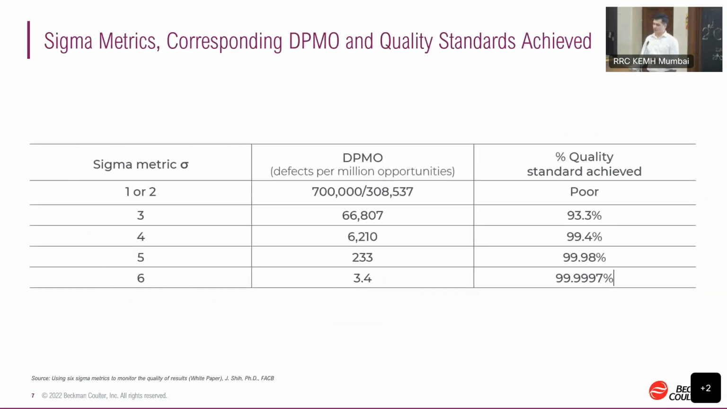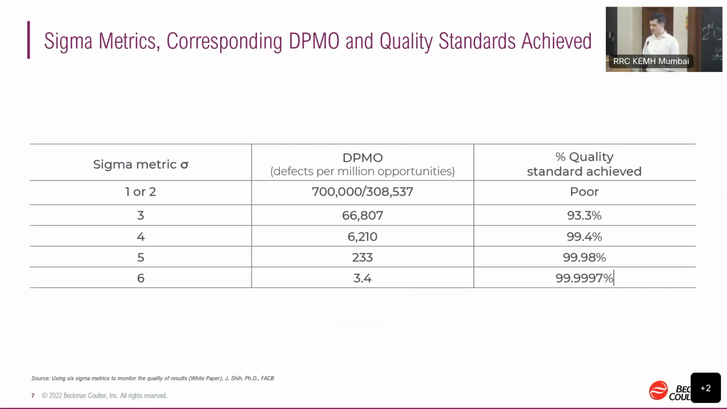So now we talk about sigma metrics and DPMO. DPMO is nothing but defects per million opportunities. Defects you can consider as errors. So errors per million, and the quality standard achieved. How can we translate that into the quality standard of that particular product, analyzer, or parameter?